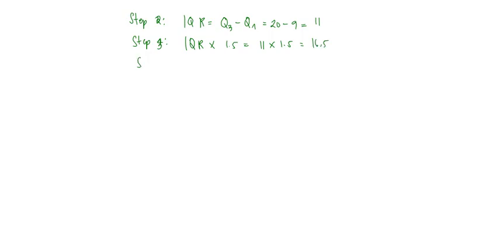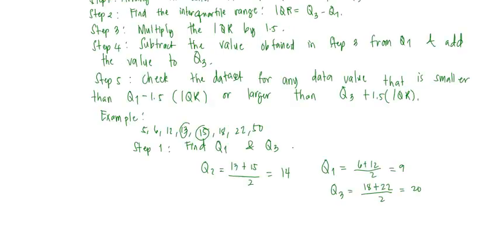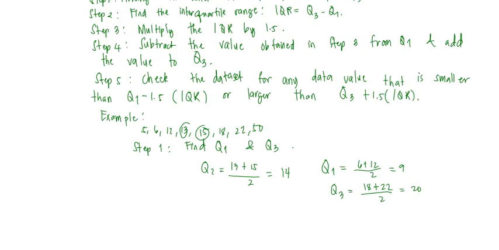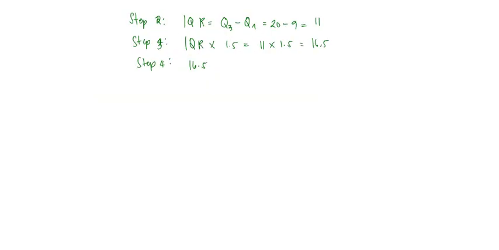Tapos, we move on now to step 4. Pag step 4, you just have to add and subtract. So, subtract muna the value obtained here in step 3 with Q sub 1, tapos add mo siya ng value to Q sub 3. So, basically, you have 16.5 minus 9, which would give you 7.5. Tapos, 16.5 plus 20, which is the value of your Q sub 3, no? That will be equal to 36.5.